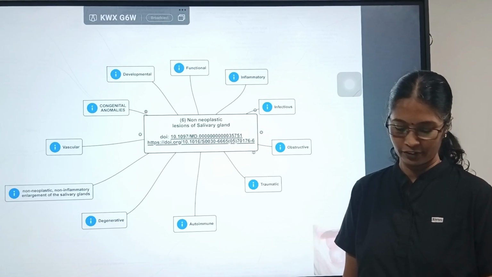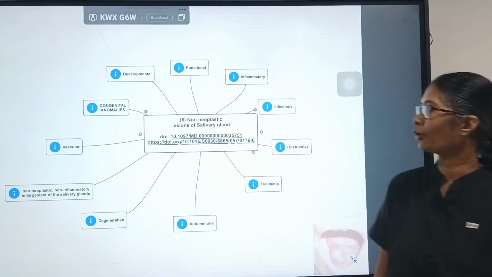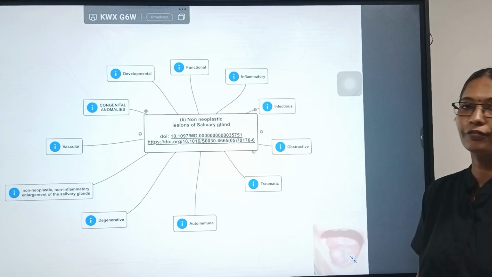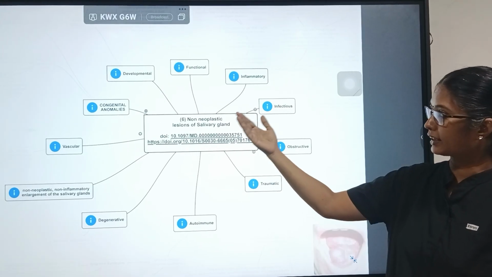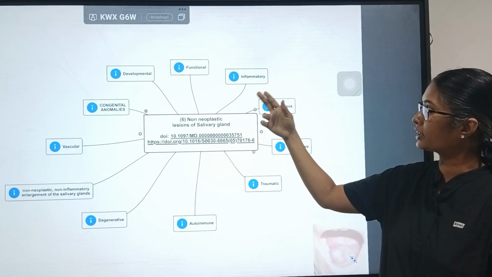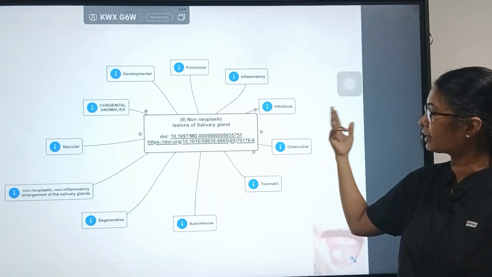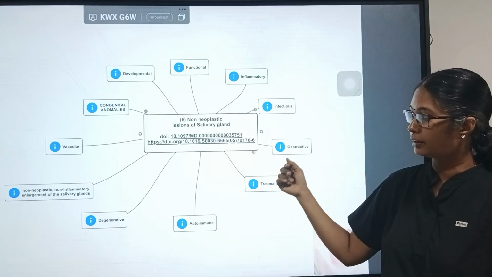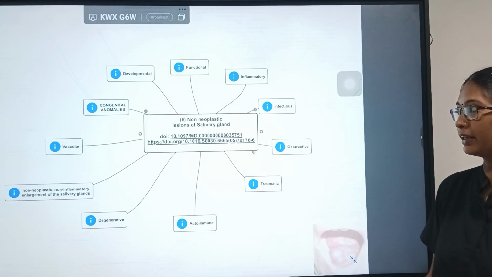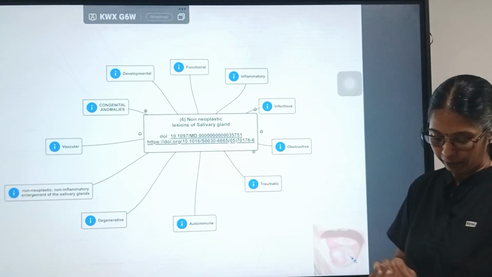Good morning. Today we'll discuss the topic non-neoplastic lesions of salivary gland. Non-neoplastic lesions are congenital, developmental, functional, inflammatory, infectious, obstructive, traumatic, autoimmune, degenerative, non-neoplastic non-inflammatory, and vascular. So we will see one by one.